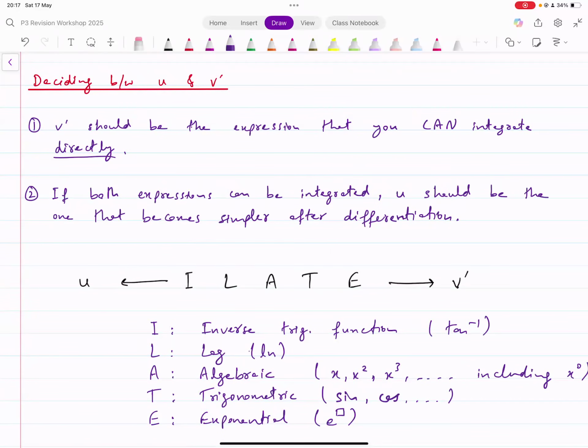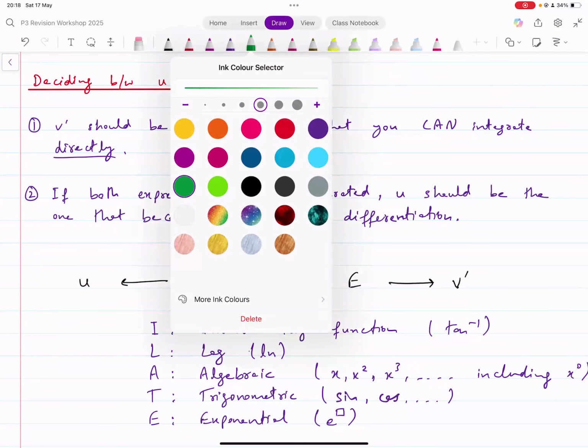The logic behind this is that, first of all, v dash should be something that you are able to integrate directly, because v dash has to become v. If you don't know how to integrate something, then taking that as v dash would not work. For example, if you had ln x somewhere, you don't know what the integration of ln x is. If you take that as v dash, then what would v be? You would not be able to find that. So v dash should be something that you can integrate directly. For example, it could be some algebraic expression, x raised to power something. It could be sine, cos. It could be exponential, you know how to integrate them.